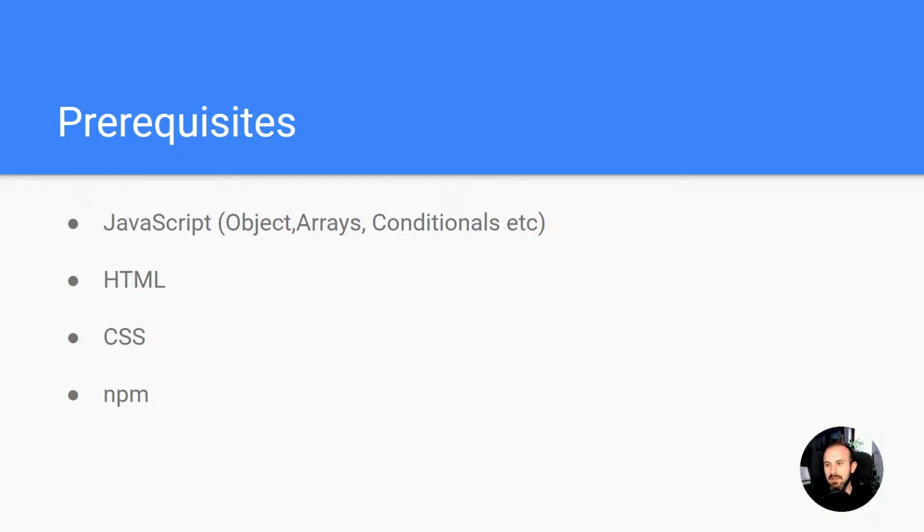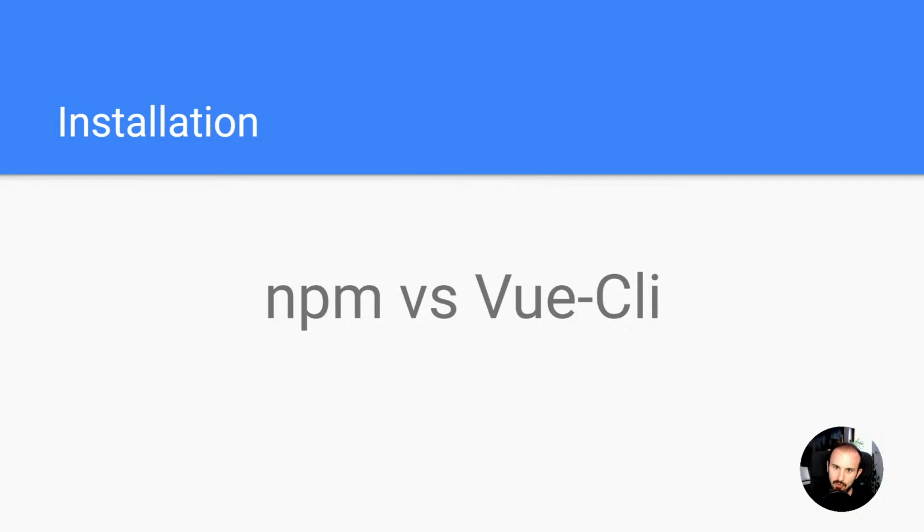And why NPM? This is because there are two ways to install Vue in our project. One is via NPM and the other one is via Vue CLI. I'm gonna show you the latter today, as it is much easier to do. So without further ado, let's just start with the installation.